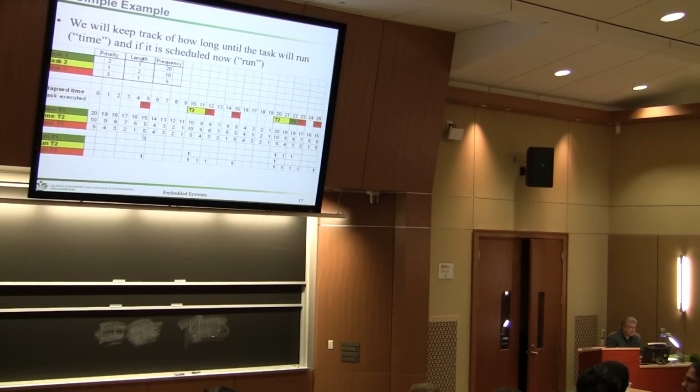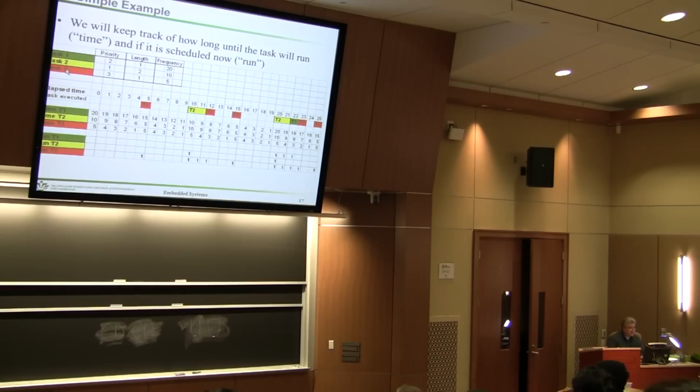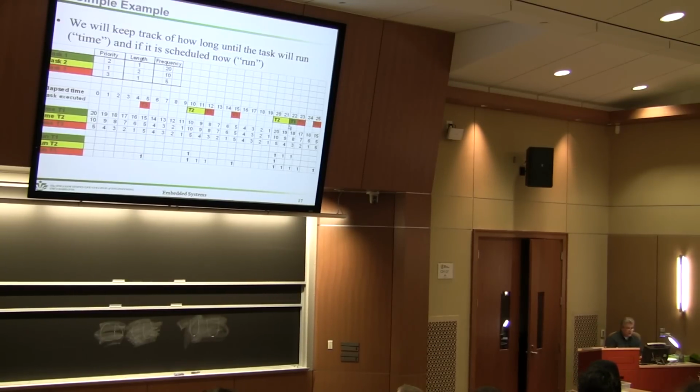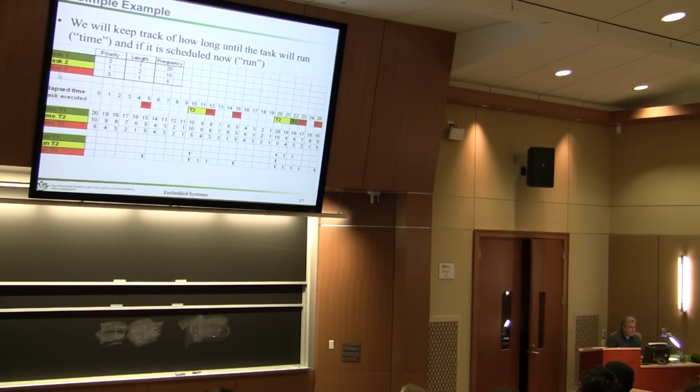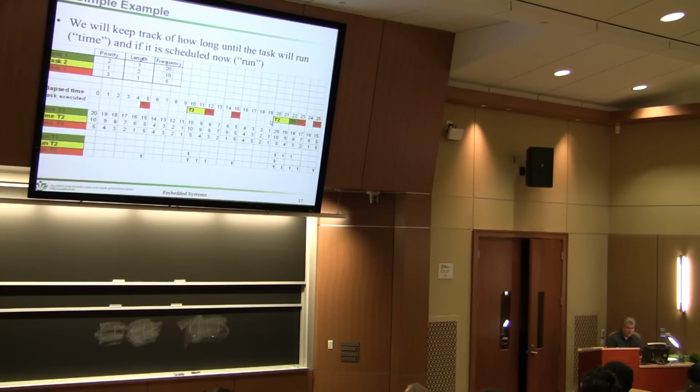Anytime you see a 1 here, then you take a look at the priority. If there are two things that have their run bit set at the same time, you take the higher priority task. So look at this case right here. It just so happens that all of them are scheduled to run. And if you look at the priority, we'll run task 2, followed by task 1, followed by task 3. Task 3 is the lowest priority. So we'll run 2, then we'll run 1, then we'll run 3.